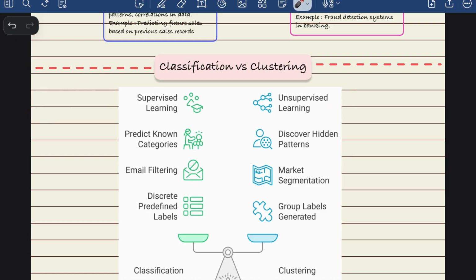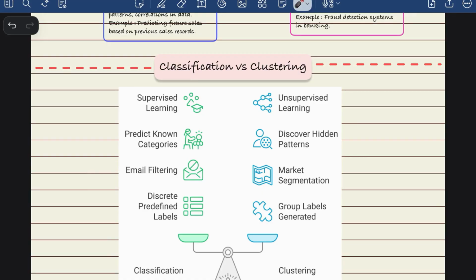Here we don't have any buckets. So here we predict the known categories. Either it will be this or it will be that. But here we are discovering the hidden patterns. We are discovering the similarity. We are reading the behaviors, right?